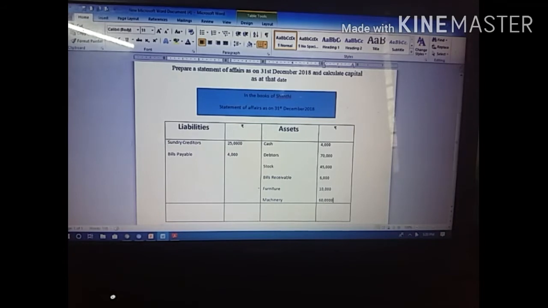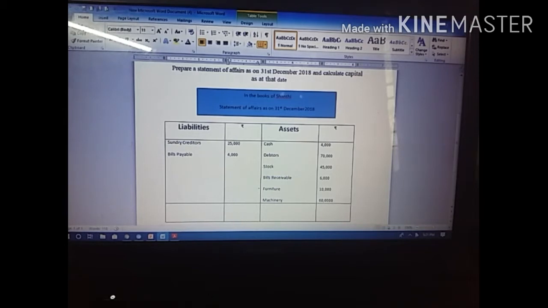Liability, we have a creditor 25,000, so I put 25,000. Then bills payable, that is a liability, 4,000. Asset we have cash, debtor, stock, bills receivable, furniture, machinery. Cash is 4,000, debtor 70,000, stock 45,000, bills receivable 6,000, furniture 10,000, machinery 60,000. In this sum there is no adjustment, so we have to enter as it is what they are given, on the asset side and liability side.